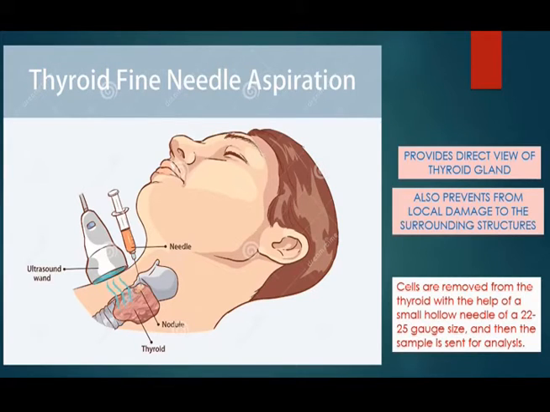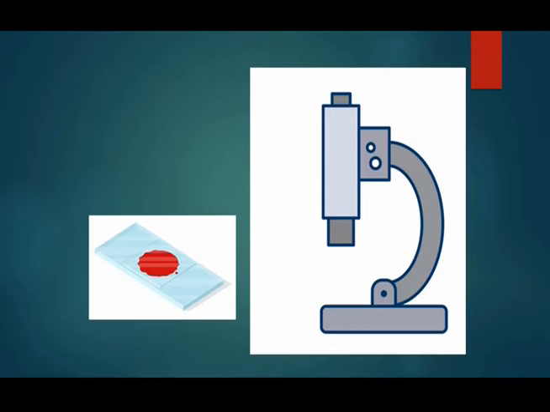The use of ultrasound machine or probe not only provides direct view of thyroid but also prevents local damage to the surrounding structures during the procedure. After cleaning the area, a thin fine needle is inserted into the thyroid gland. Then the needle is advanced into the nodule. The needle is attached with a syringe which can apply suction and remove cells from the nodule. After removal of the needle, cells are placed on the slide and then sent for pathological assessment.